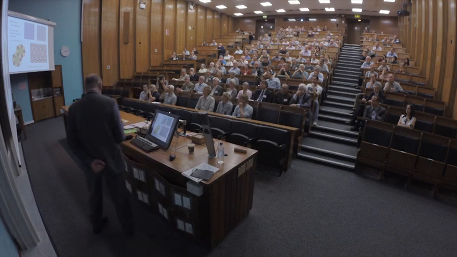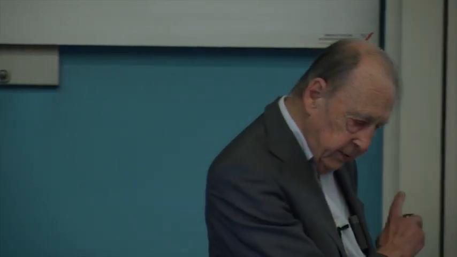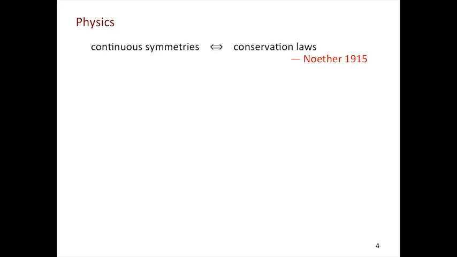Now, symmetries are very often useful to us in solving problems in physics. I'll come back to that in just a moment. First I want to say these were discrete symmetries, but in physics, at least in the kind of physics I've been doing, we're more often interested in continuous symmetries. And continuous symmetries are related to conservation laws. This is a very famous theorem, Noether's theorem, proved by Emmy Noether in 1915. Continuous symmetries are typically associated with conservation laws.